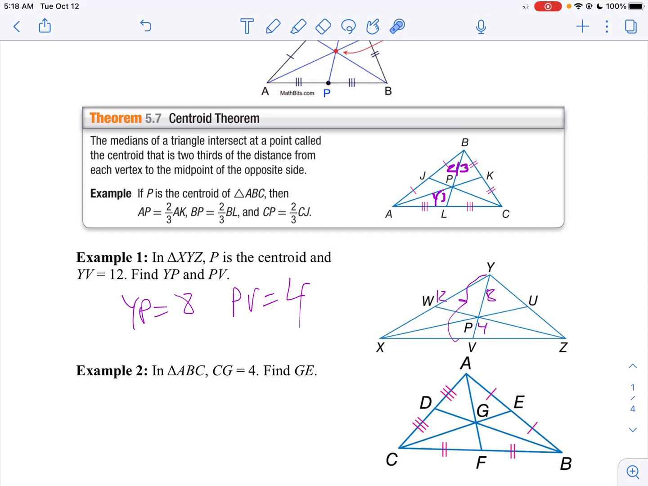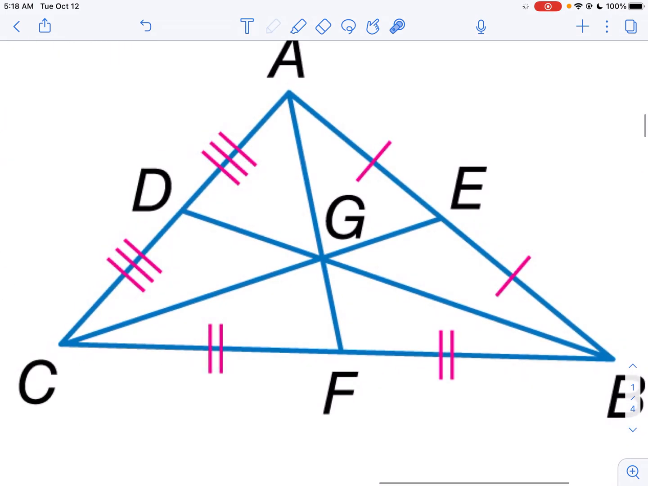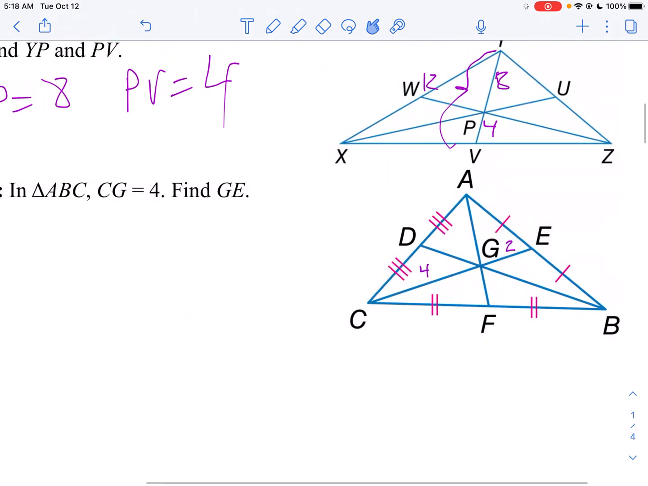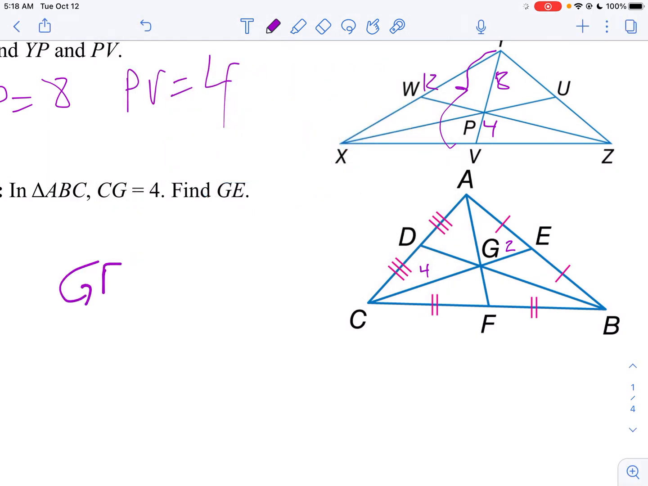If we take a look at example 2, we're told C to G is 4. So I'm going to label C to G as 4, which means this is twice as big as G to E. So G to E is 2. And C to E would be 4 plus 2, which is 6. And we're supposed to find G to E on this one. That's the only thing they asked us to find. So G to E is 2. And that's all you would have to do in a question like that.